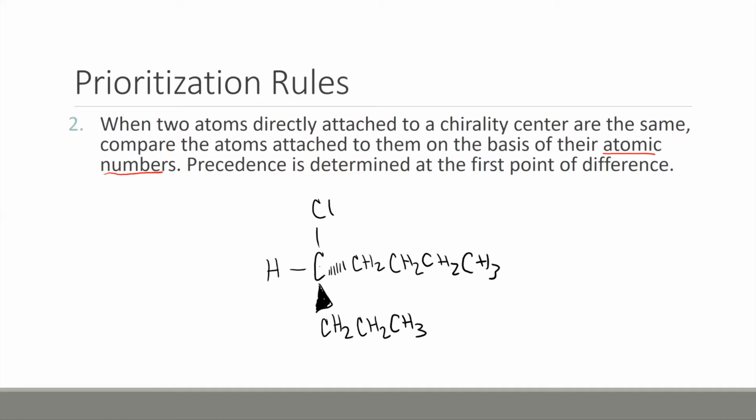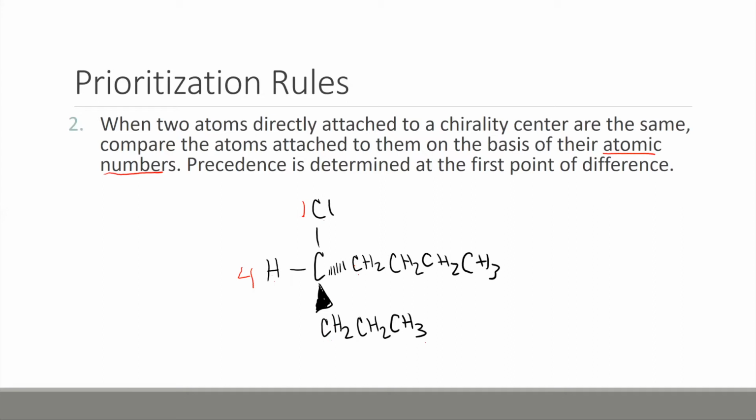So here, this carbon is attached to a chlorine, a hydrogen, and then it has these carbon chains. So if we were to look first, this is carbon, carbon, hydrogen, or chlorine. We know that chlorine is still going to get number 1, and hydrogen is still going to get number 4, but this is a carbon and this is a carbon, so how do we assign these?